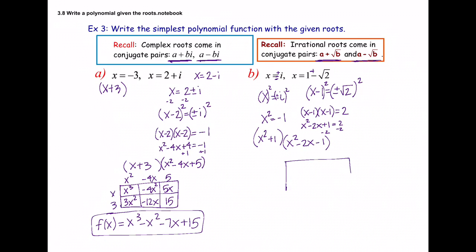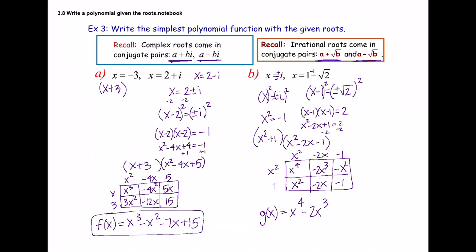You then can use a generic rectangle to distribute those back out: x squared minus 2x minus 1 times x squared plus 1. Multiply: negative 2x to the third, negative x squared, negative 1, negative 2x, x squared. Combine your like terms, so we get a polynomial function of x to the fourth minus 2x cubed minus 2x minus 1.